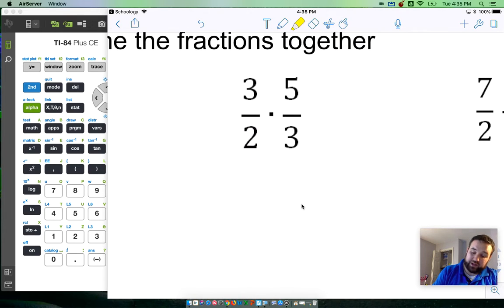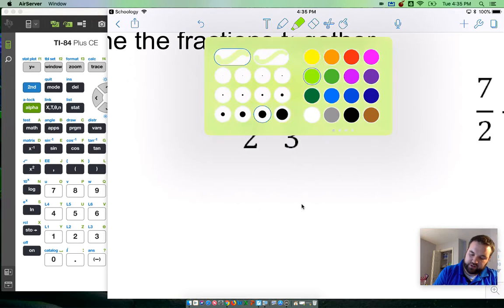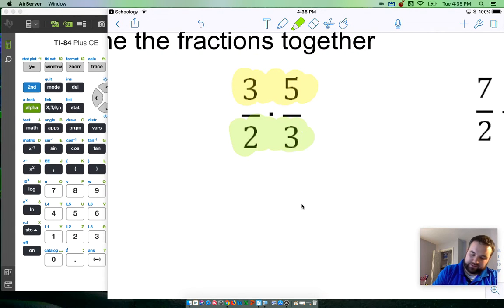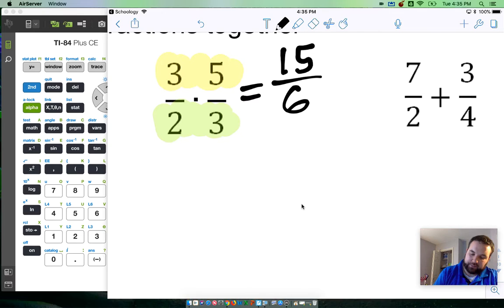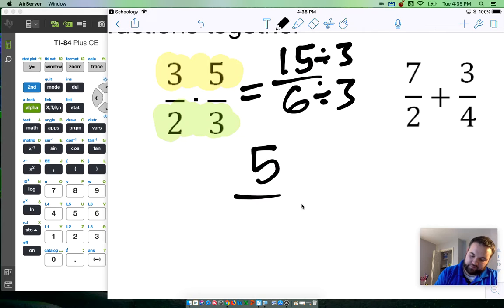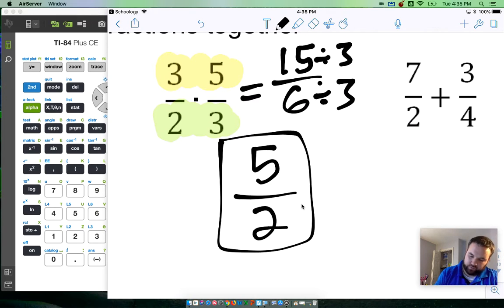Multiplying is a little bit easier. All we're going to do is multiply the numerators together, and then multiply the denominators together. If I do that, 3 times 5 is 15, 2 times 3 gives me 6, and then I'm going to look to see, can I reduce this fraction? 15 over 6, I can divide both the top and the bottom by 3. So if I do that, my simplified fraction is 5 over 2.